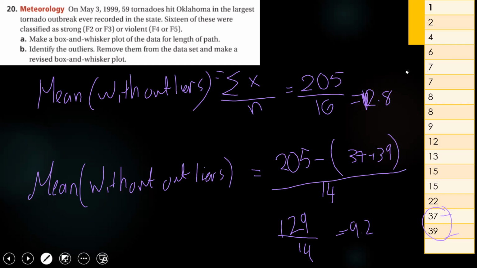Now what about the mode here? Where's the mode before the outliers were removed? We have 7, we have 8, we have 15. So we have 3 modes, multimodal. Now if I remove the outliers, did the mode change? No. What do we have also?